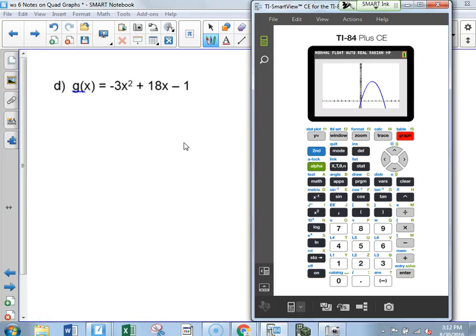Oh, I want to show you something, guys. Too many teachers don't show their students this. If we go second trace and pick maximum, because this one's opening down, I hate scrolling around. Sometimes it takes forever. You can type in numbers here. This vertex looks like it's between 0 and 5 somewhere, right? So you can type 0, enter, 5, enter, enter again because I don't want to guess. And it will tell you where the maximum is. You don't have to scroll left and scroll right. You can type in a left bound and right bound number.